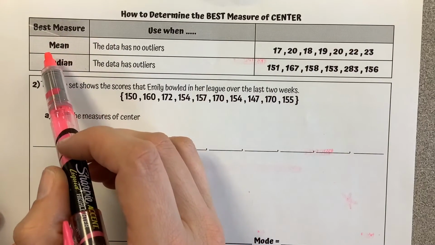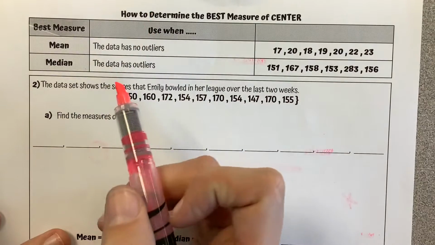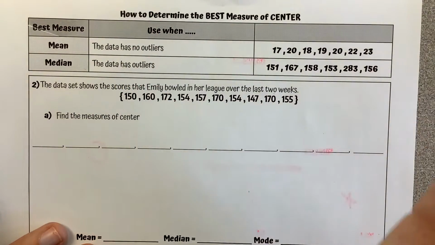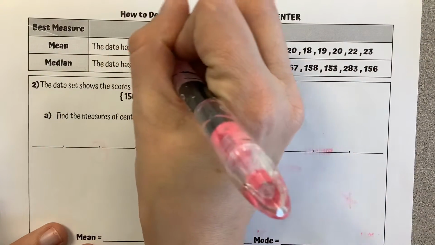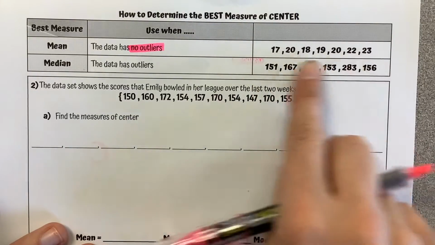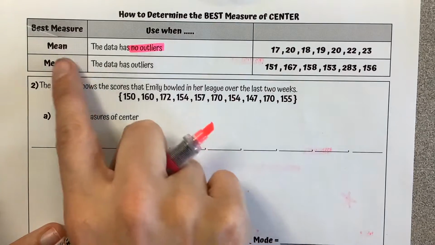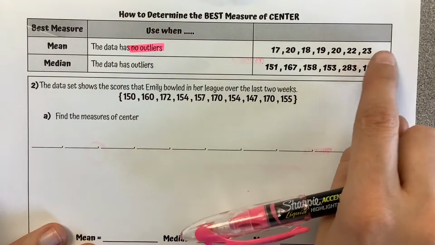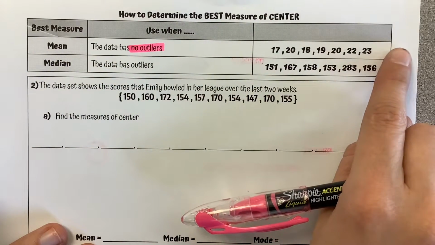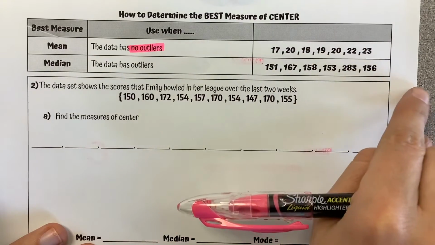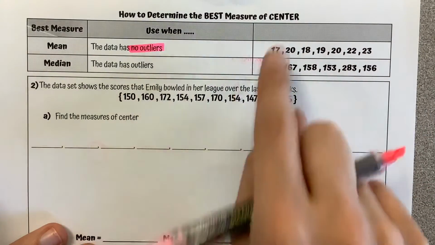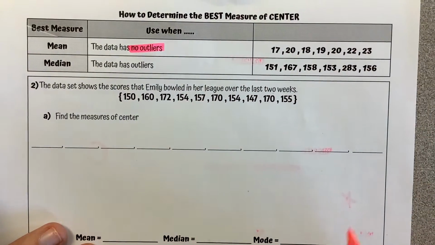So the mean is you use all the numbers, you're adding them up and finding the average. So it is the best measure of center when there are no outliers, like in this example here. There's nothing way up higher or way lower. The reason we do that is because if there was a number way bigger, it would bring the average up. Or a number way smaller, it's going to bring the average down.